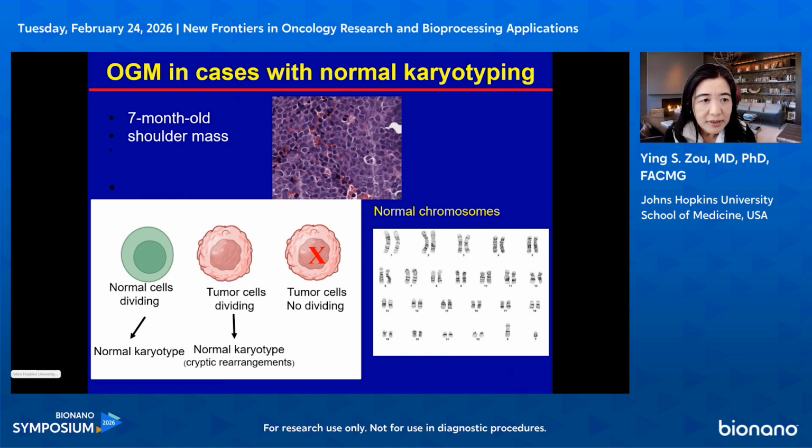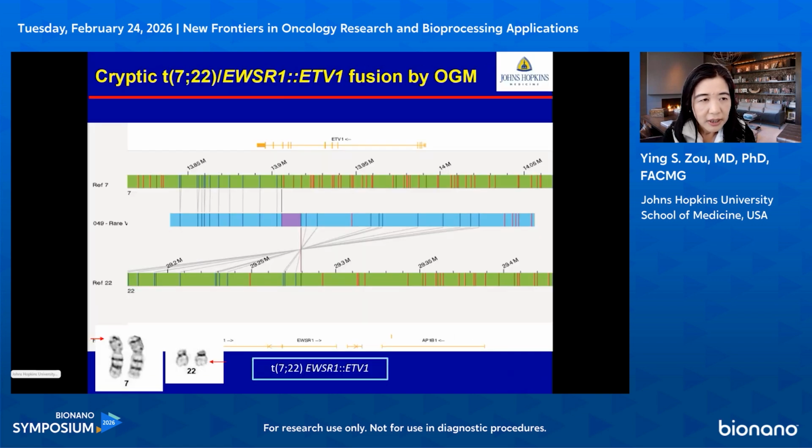So, for example, this is a 7-year-old boy with a shoulder mass, and histology showed small blue cells, and a normal karyotype, including normal chromosomes 7 and 22. OGM revealed a cryptic 7;22 translocation, leading to the EWSR1-ETV1 fusion. This fusion is pathogenic for this patient, and it could not be detected by the chromosome analysis.